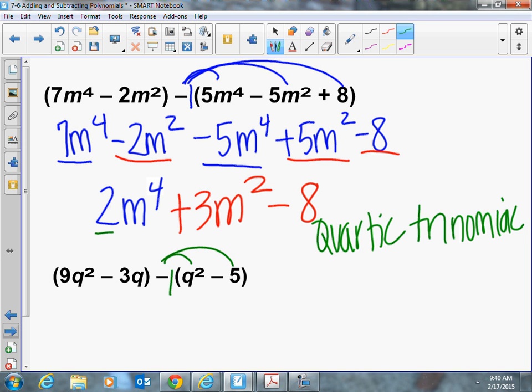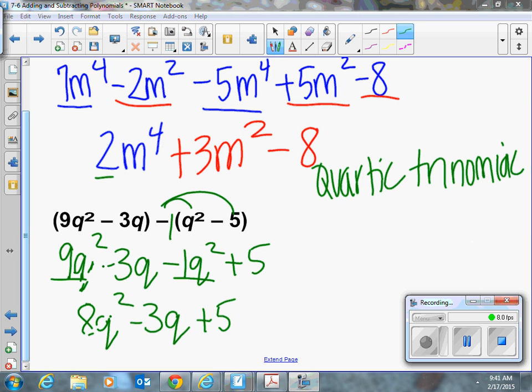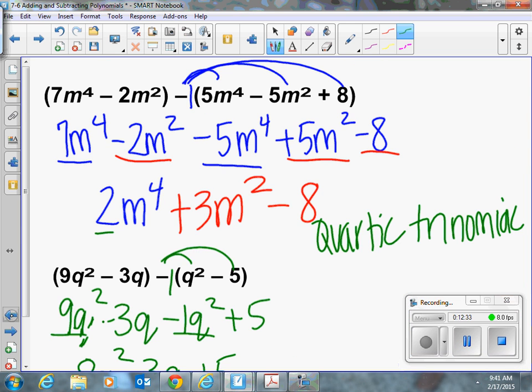Okay, again, if you guys will do this one, then we'll compare answers. See if you can name it as well. All right, so when you're finished, you should have gotten 8q squared minus 3q plus 5. This is a, what guys? Quadratic trinomial. And that is it for today.